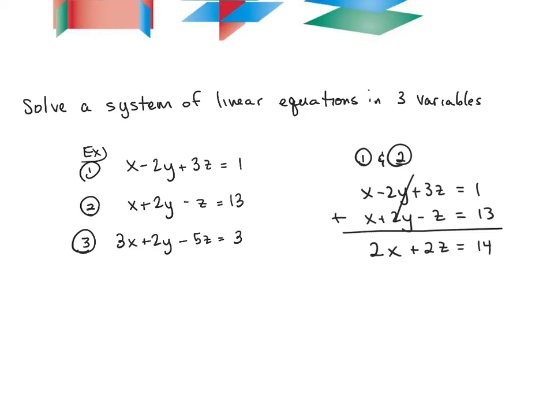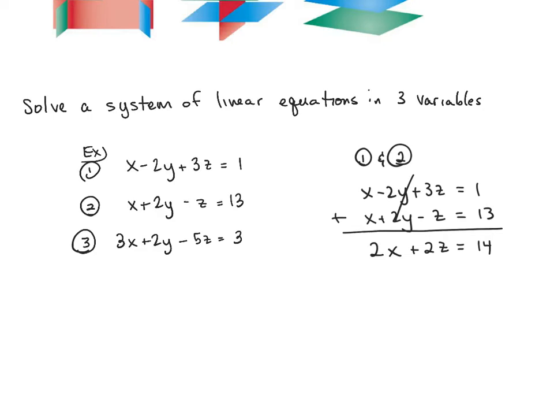So we need to do this process one more time. We took two equations and eliminated one of the variables, so now we repeat that with two other equations. It can't be the same equations 1 and 2. And the key is you have to eliminate the same variable that you eliminated in step 1.